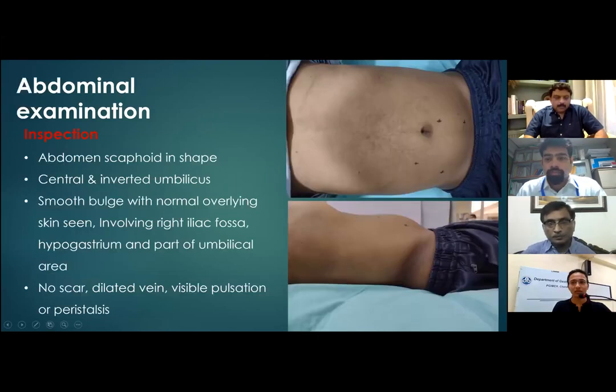On abdominal examination, on inspection, the shape of the abdomen was scaphoid with a central and inwardly placed umbilicus. A smooth bulge with normal overlying skin was noted in the right iliac fossa, hypogastrium, and involving part of the umbilical area. However, there was no scar, dilated vein, visible pulsation, or peristalsis anywhere in the abdomen, and the hernial sites were empty.